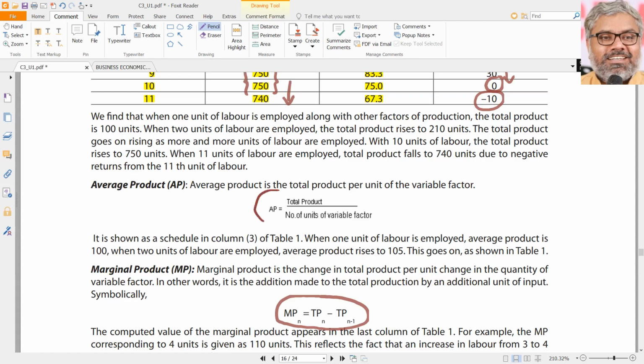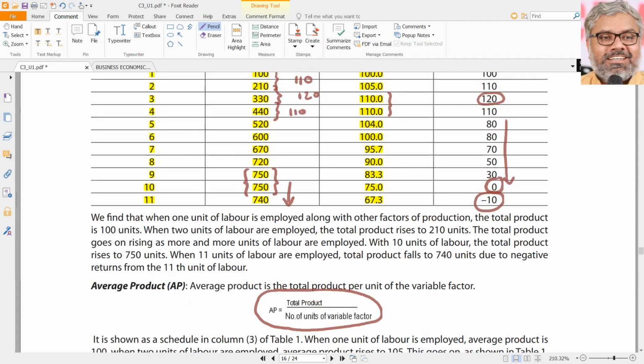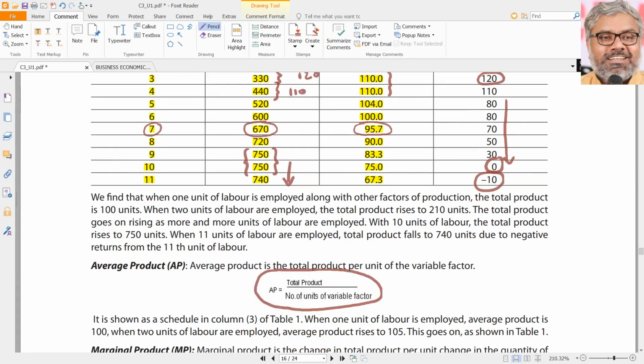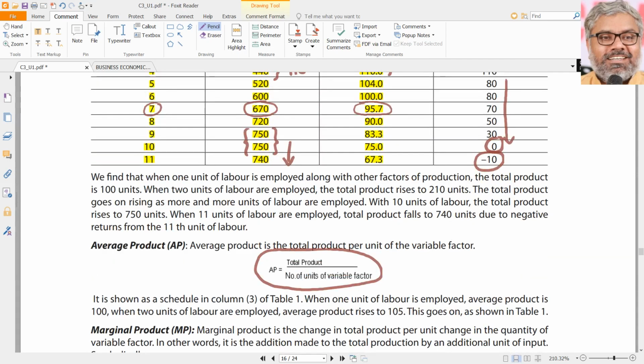In our example, we have taken this as labor, that is in the denominator. Number of units of labor is in the denominator, total product, which is output, is in the numerator. So that is average product. So at any point, let us say 7 units of labor, what is the average product if it is asked? You should be able to take that 670 divided by 7, do that on a calculator, and you get it exactly. So 670 divided by 7 is 95.7 approximately. That is average product, and that is how we have to calculate average. Total divided by number of units of input, that is average.